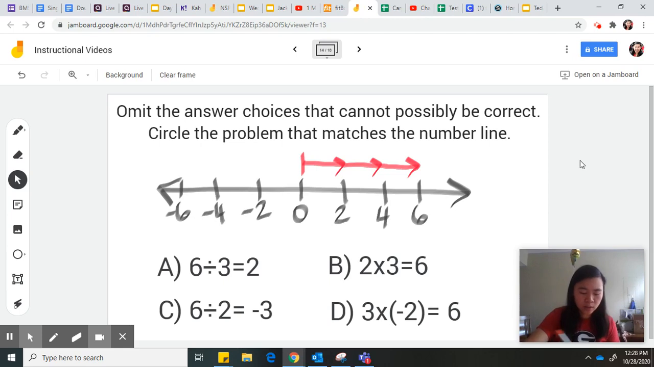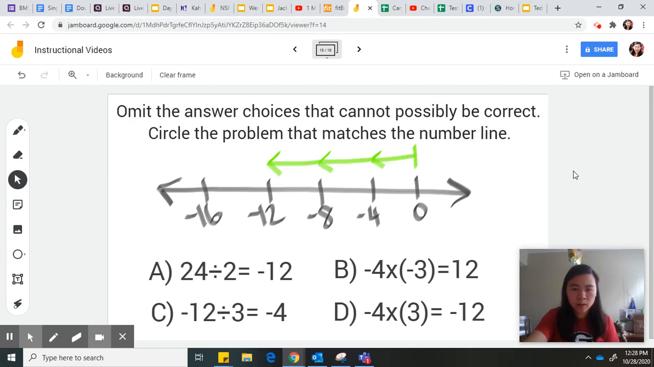So this one, it starts at 0. So we know it is multiplication. Can't be division. So we know those aren't right. None of my arrows are even touching the negative numbers. We see how out of B and D, this D has a negative 2 right there. Our arrows aren't even touching negative numbers. So we know it's not D. Our answer for this one is B.